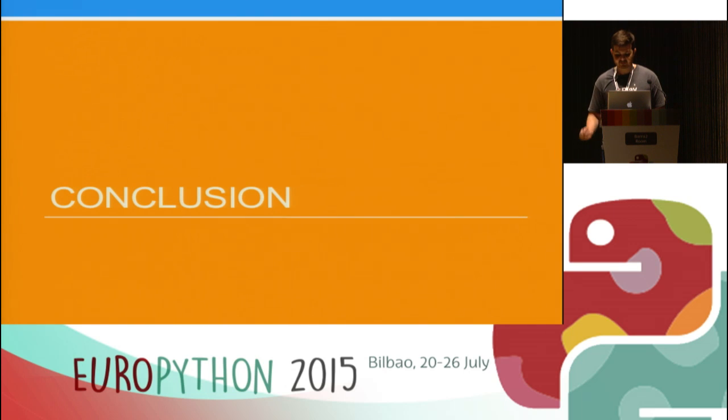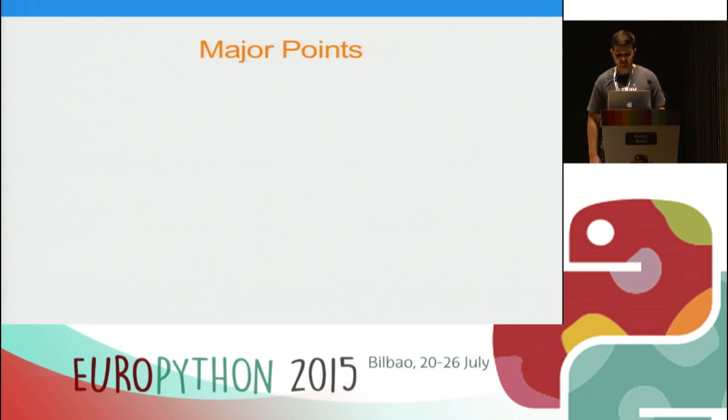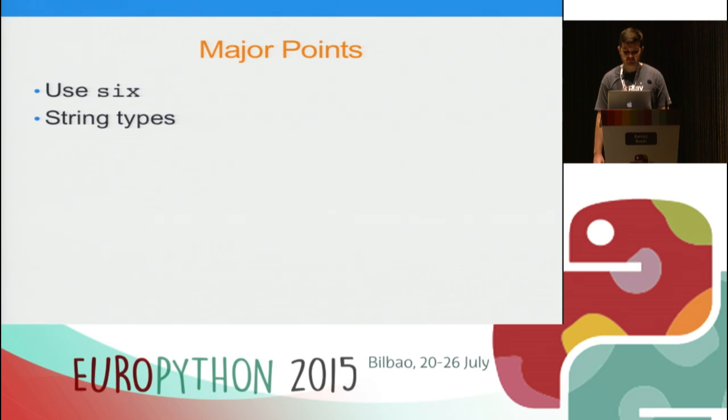So in conclusion, some of the major topics that I would like to reiterate is to use six whenever you run into a Python compatibility issue, Python renaming, or also determining what Python version you're running on, or determining what string type you're dealing with. For string types, remember that mixing the two is bad. There are different naming conventions across the major Python versions, and the best way to handle it is to ensure that they're all the same at the very beginning of your program.